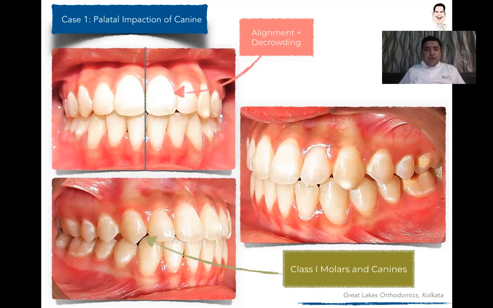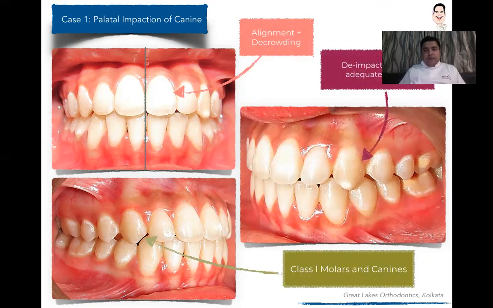If you look into the crown length of the canine, it's as good as it gets. They are well upright. And if you can see the root prominence of the canine, you would note that a good amount of buccal root torquing has been done. And we're pretty successful with the torque. So de-impaction with adequate torque is achieved for that tooth.